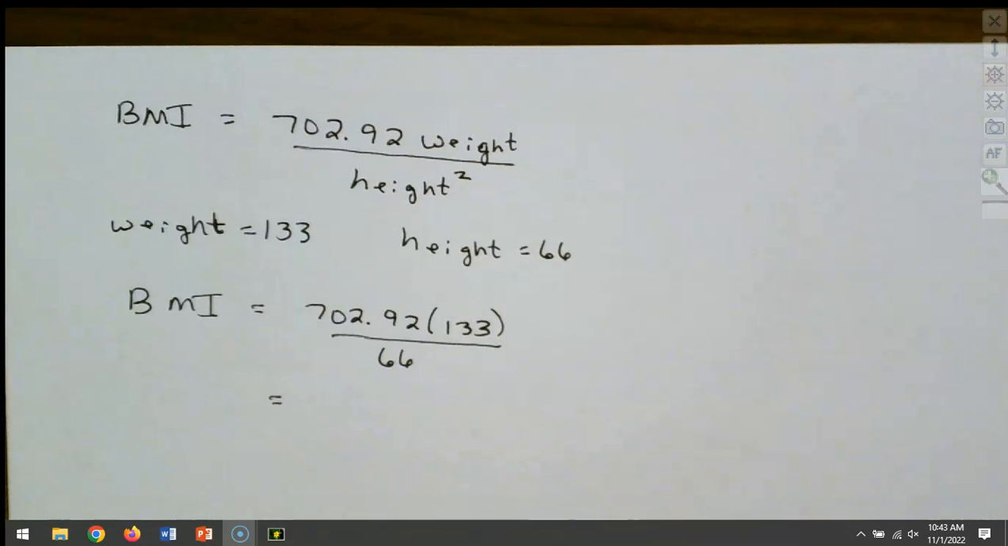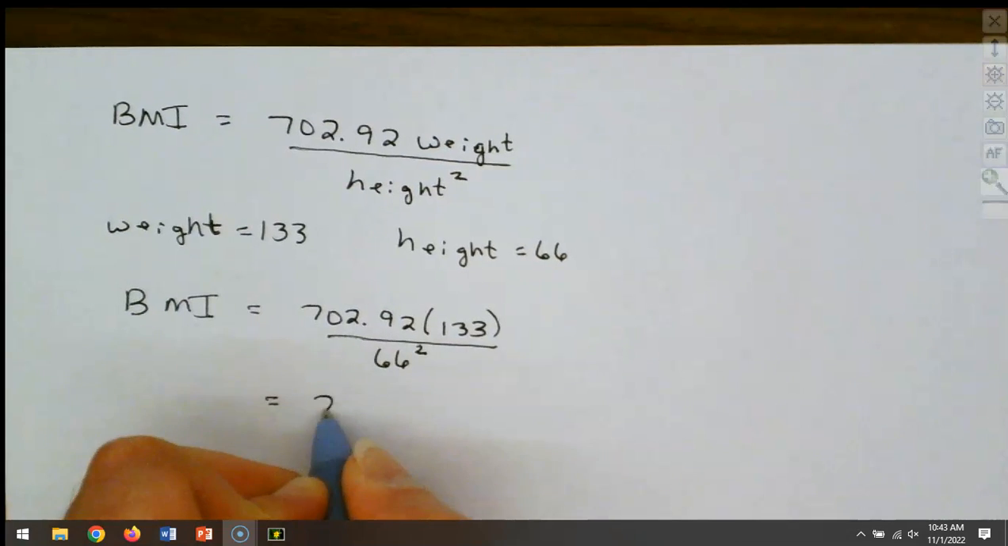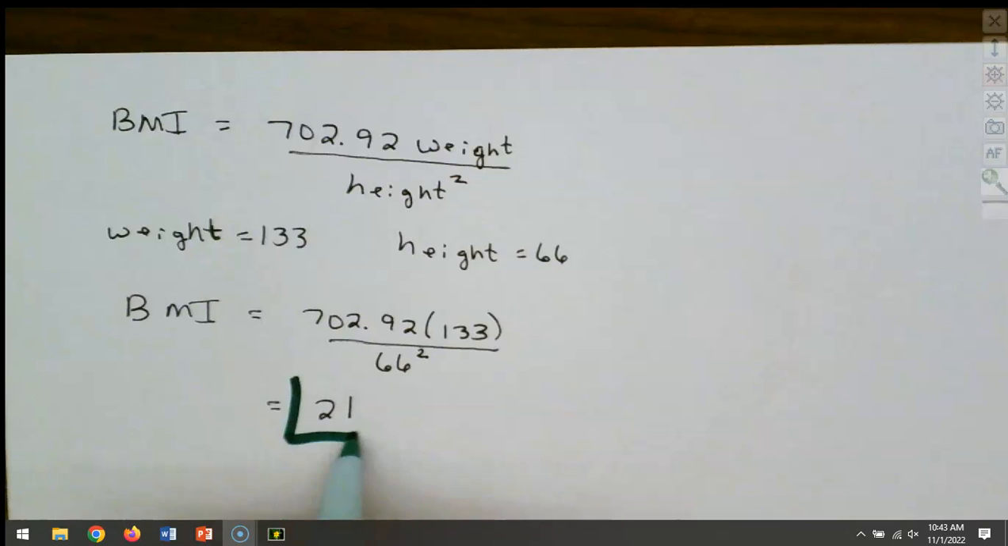2 and times that by 133. Divide that then by 66, but don't forget you have to square it. If you don't want to forget to do that, we've got to square that 66. And that comes out to be a BMI of 21. And it says round to the nearest whole number, so we're going to go ahead and round this to 21. So that person's BMI should be 21.